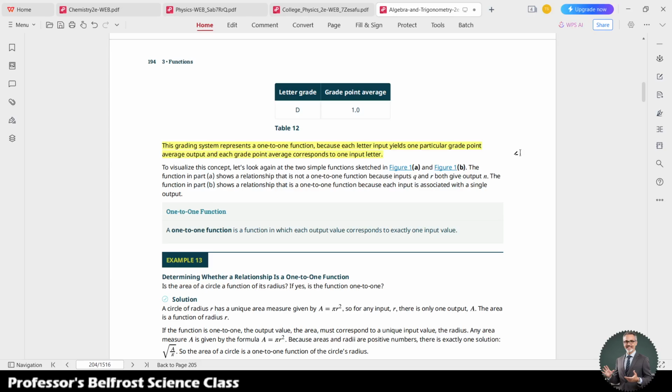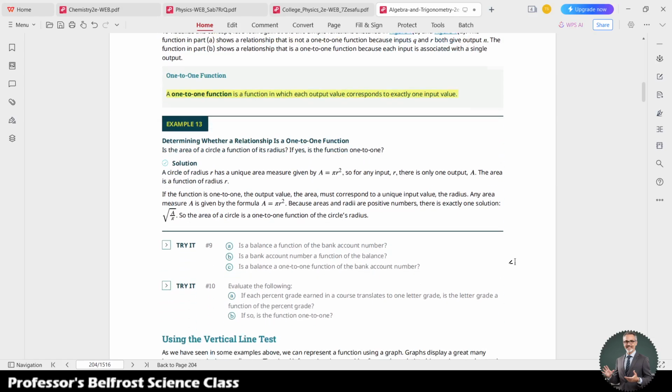So a one-to-one function is a function in which its output corresponds to exactly one input value. Now let's start. Example 30. Determining whether a relation is a one-to-one function. Is the area of a circle a function of its radius? A circle of radius r has an area given by A equals pi r squared. So for any input r, there is only one output A. So of course, the area is a function of radius r. But is this function one-to-one?